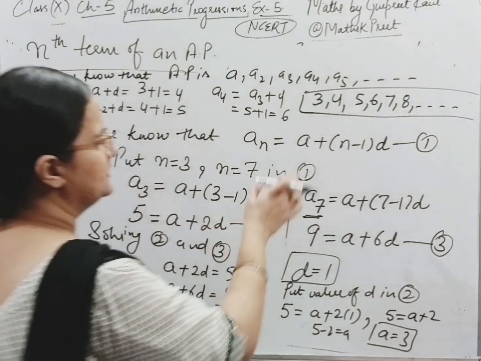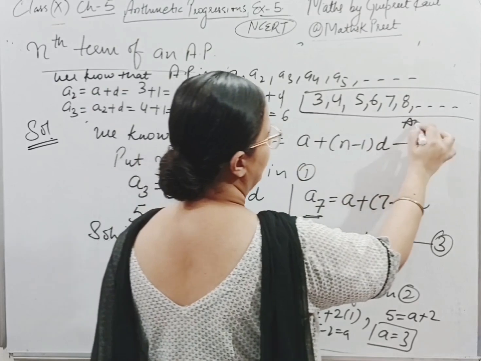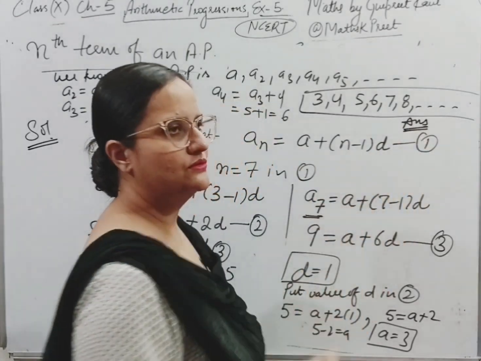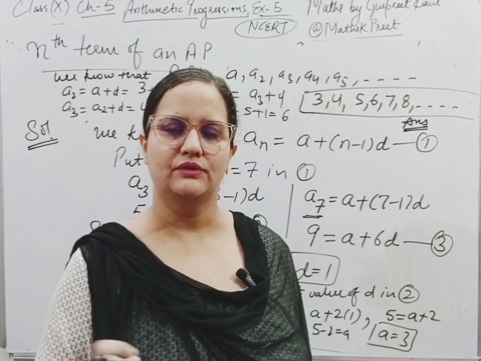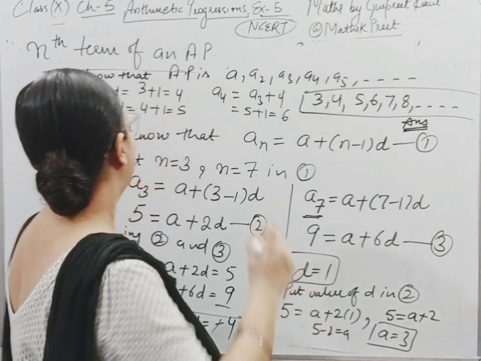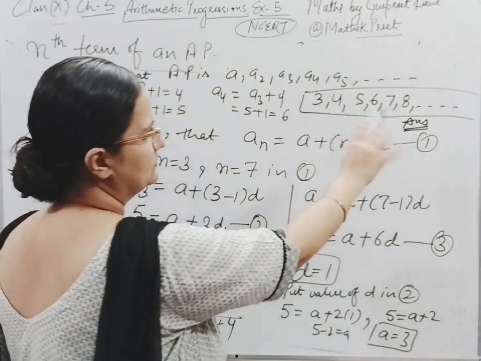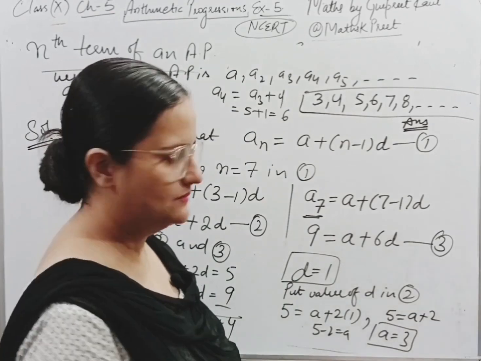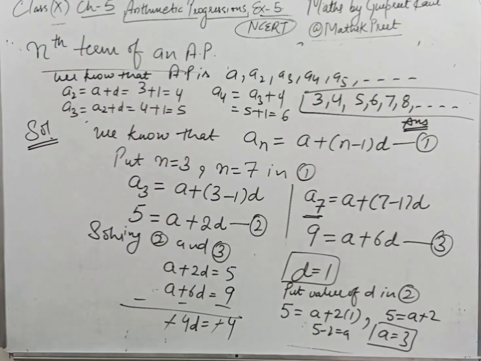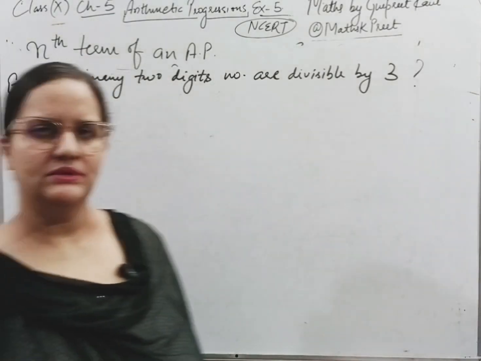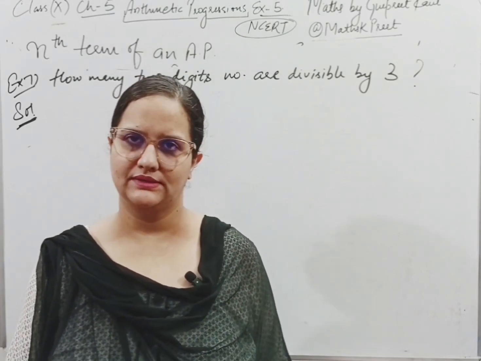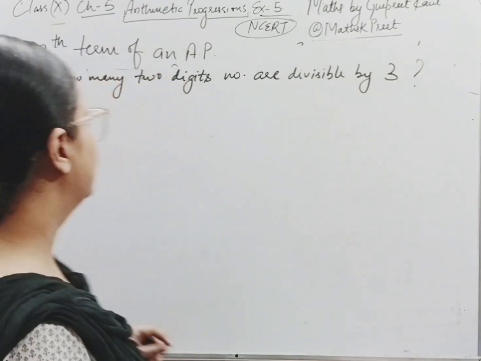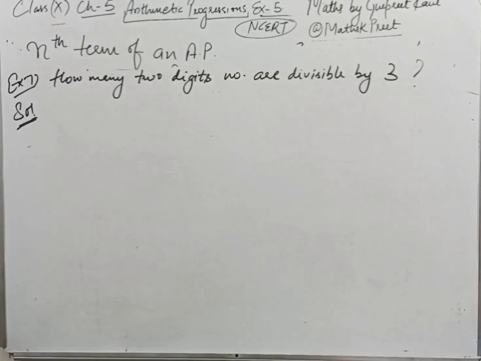You will write: hence the required AP is this. This is the answer. If they are asking us to find this many terms, then you have to calculate that many terms for the answer. Here they are just asking to write the AP, so I have written the first 4, 5 or 6 terms according to my choice. The examples that I'm not doing, I'll just do similar questions from the exercise in the next video. So this is example number 7. How many 2-digit numbers are divisible by 3?